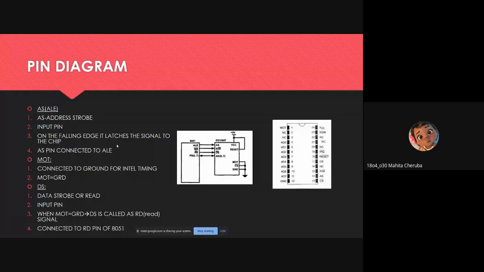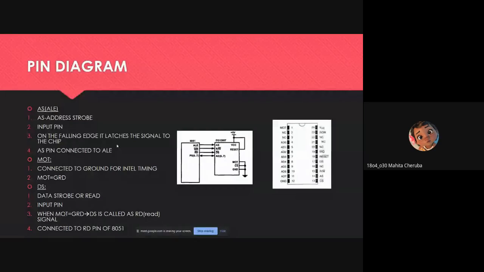In earlier days, there used to be two bus timings, that is Motorola and Intel. But nowadays, we are using only Intel. To select this Intel timing, we have to make MOT equal to ground. In other words, if MOT is equal to ground, we have selected the Intel timing and not the Motorola timing. And the next one is DS, and DS is the 17th pin.